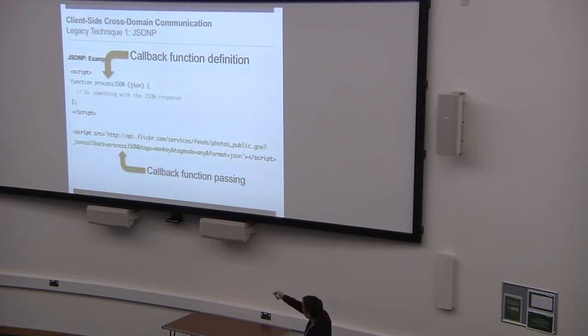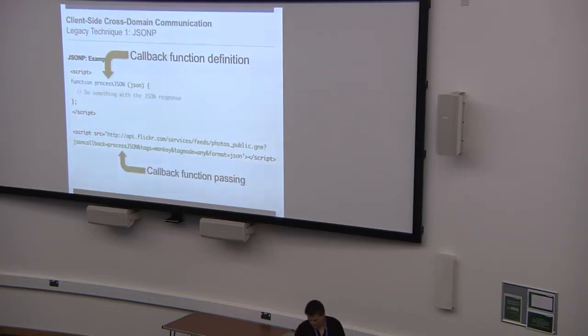So here you say, okay, I would like to have a new script. And within this script, I provide a URL, and in this URL, I hand over the name of this function, this process JSON function. And then Flickr dynamically generates a script for me that calls this function. So this script tag loads this script at this URL and then simply executes it. And in the script, we will see a call to this function process JSON, and the parameter of this function will be given to this function. And in this way, I can get data from Flickr within my website and process it.